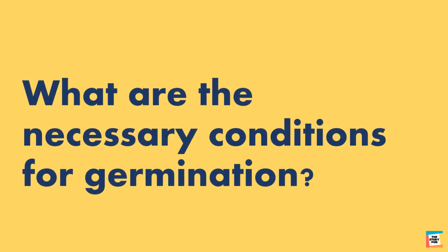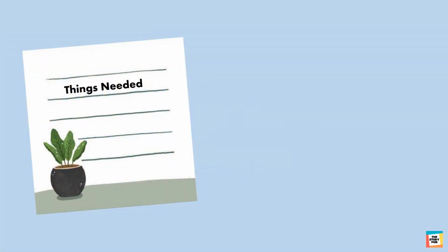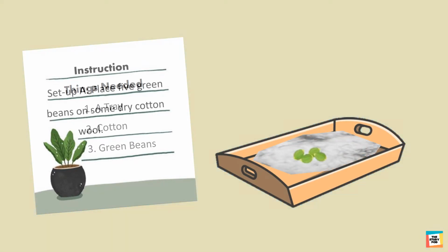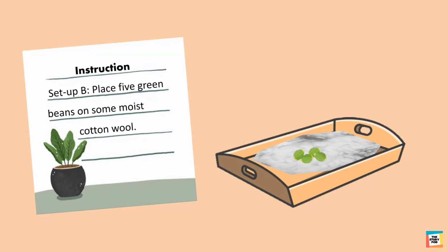What are the necessary conditions for germination? Let's do an experiment to find out. For this experiment you will need a tray, some cotton wool and some green beans. In the first setup, place 5 green beans on some dry cotton wool. In the second setup, place 5 green beans on some moist cotton wool.